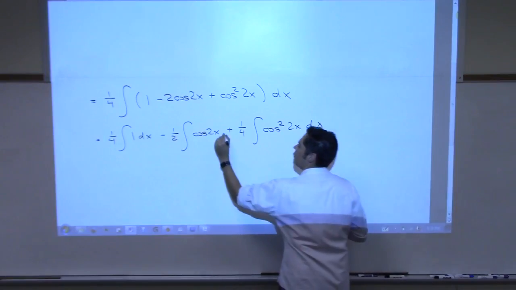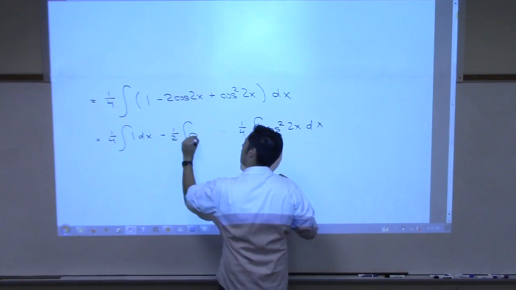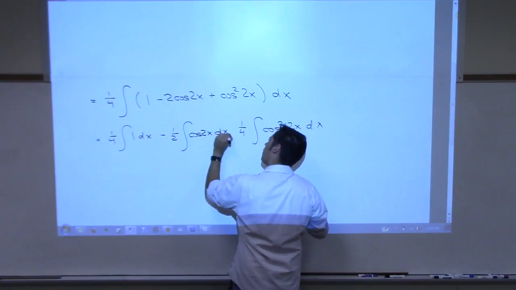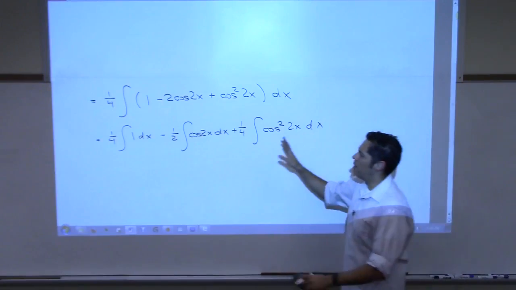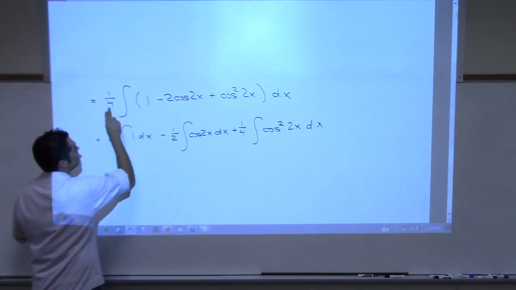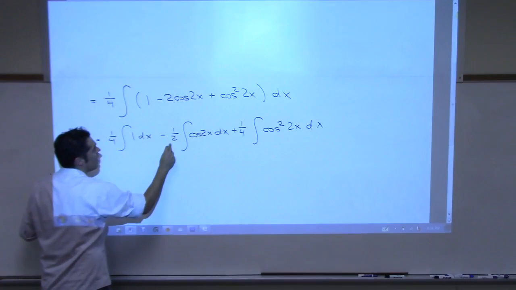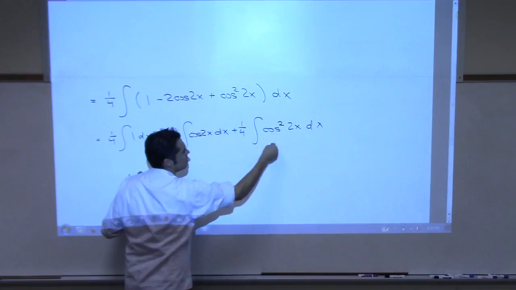I forgot a dx right there. I don't like that. Do y'all see what I did? Just distribute the 1/4 through, and I broke it into 3 integrals. So it's 1 times this, dx. It's 1/4 times -2, that's -1/2, and then this, dx. And then the last integral is 1/4 of that, dx. Yeah?